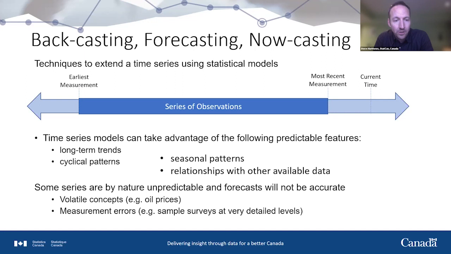I will point out that if you try to model a bunch of different time series, you'll have varying degrees of success based on a number of factors. Some things are just very unpredictable, and we can't expect that the model will fit very closely or that the forecasts or backcasts or nowcasts will be accurate. For example, if you're measuring something that's very volatile like oil prices, it's very hard to predict based on just time series features. That's where you may really need some other data series to try to predict which way it's going to move in a given period.